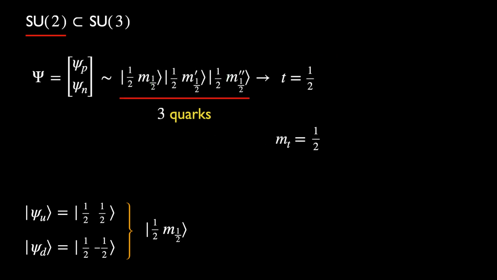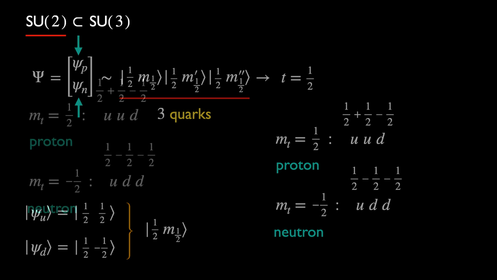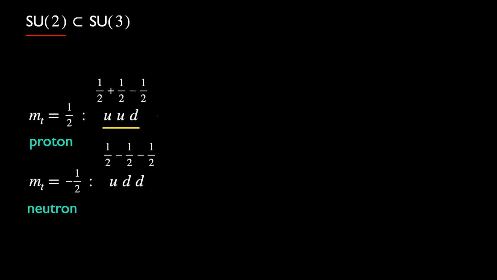The proton has a value of half for T3. This can be made up with 2 up quarks and 1 down quark. For the neutron with a value of minus half, this corresponds to 1 up quark and 2 down quarks. Let's figure out the charges of the quarks from the charges of the proton and neutron. This should work since there are two equations to solve for two unknowns.